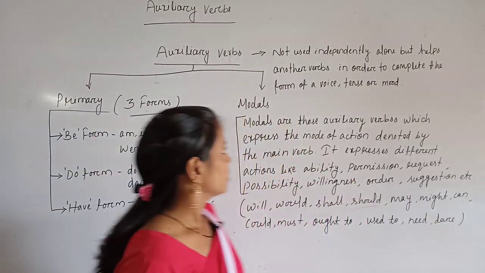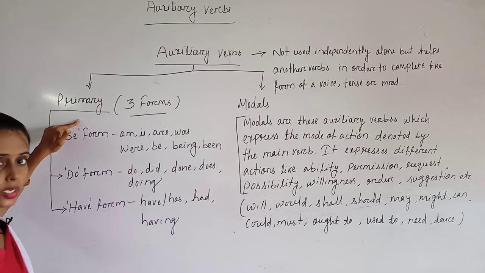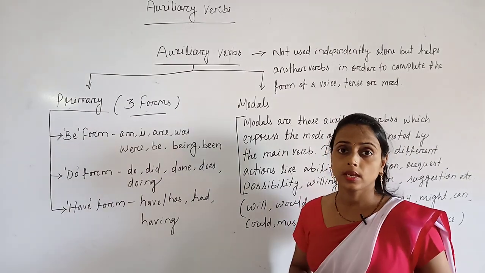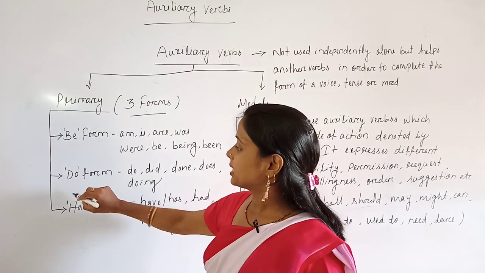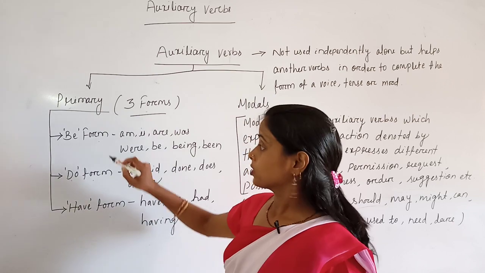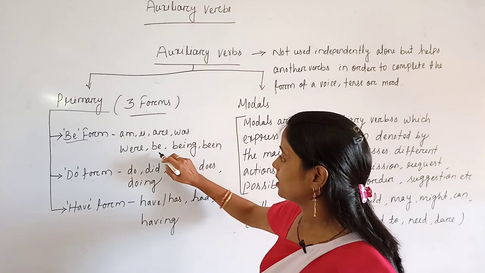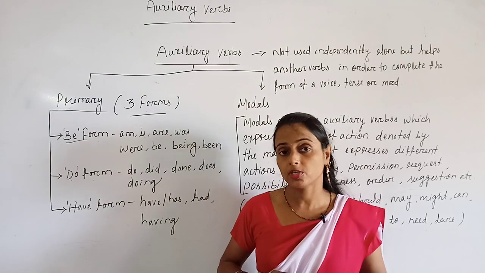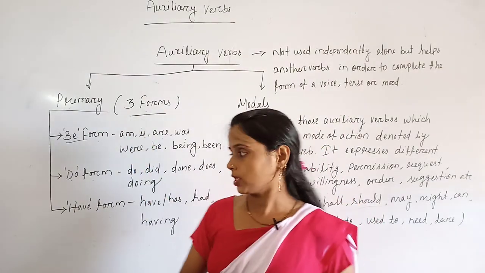Here I have written auxiliary verbs. This is your primary auxiliary and this is your modals. And primary auxiliary has three forms. First is the be form, second is the do form, third is the have form. In the be form: am, is, are, was, were, be, being, been. Sometimes you must have seen 'be verb' mentioned; that refers to the be form of the primary auxiliary.